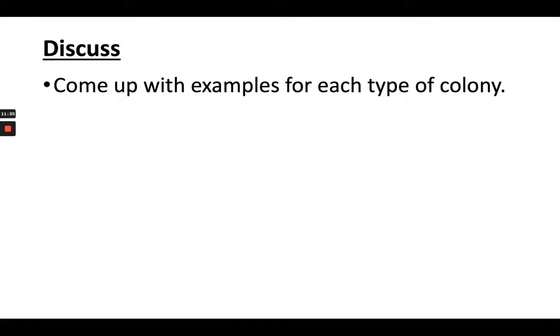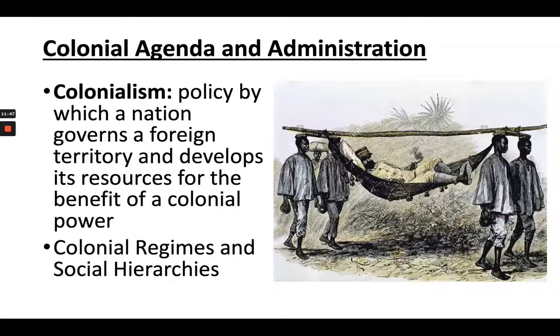So come up with your own examples, see if you can remember them. It's important that you know some of these colonies and you know which colonies go with which countries. Okay, so let's talk about some of our motivations and how this is done. So colonialism is a policy by which a nation governs a foreign territory and develops its resources for the benefit of the colonial power.